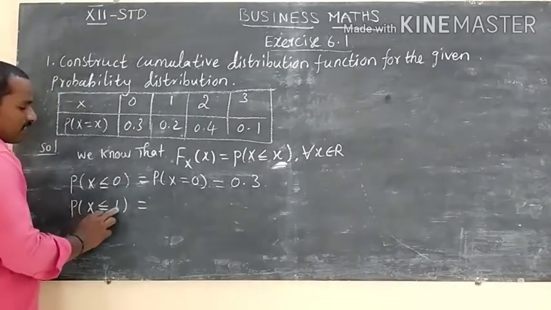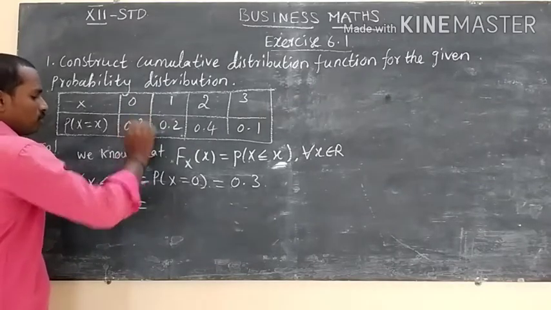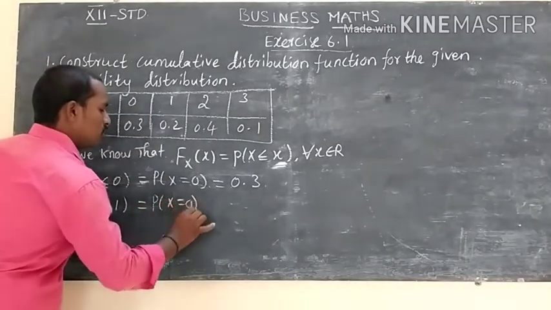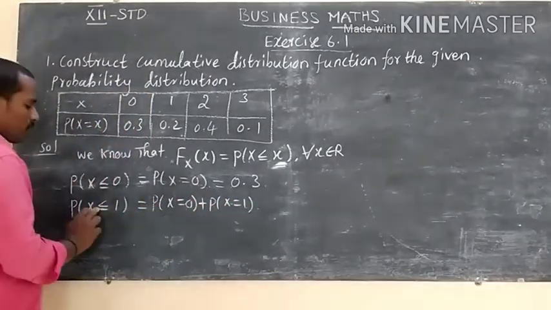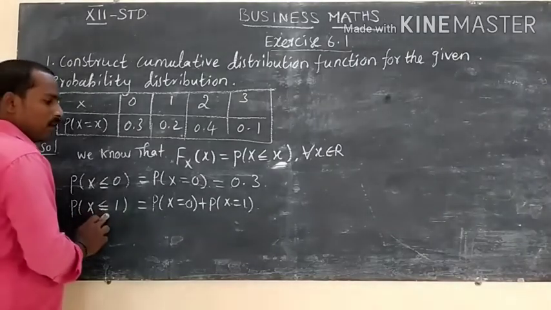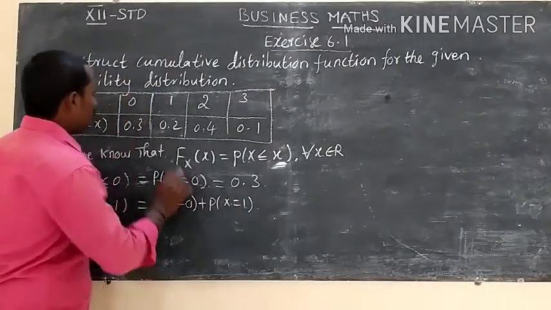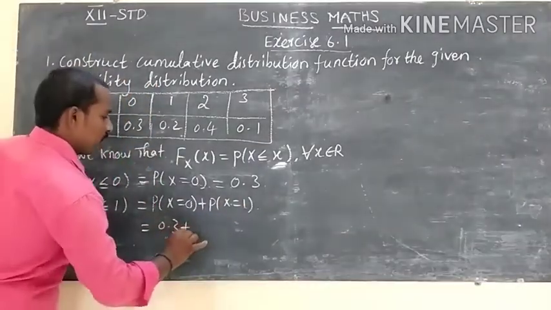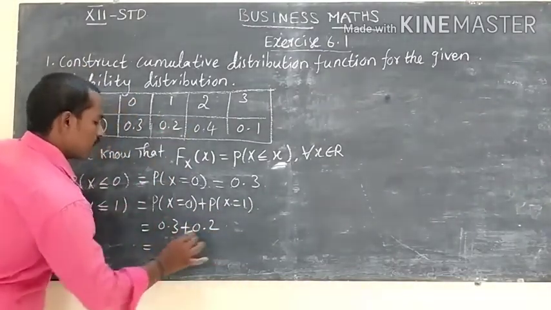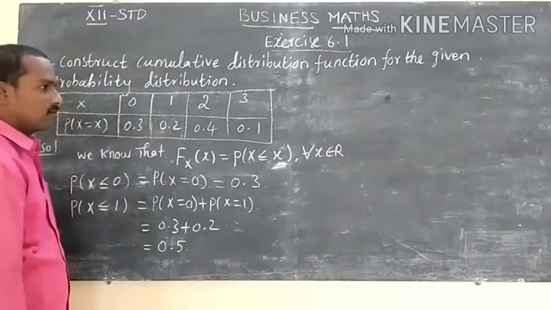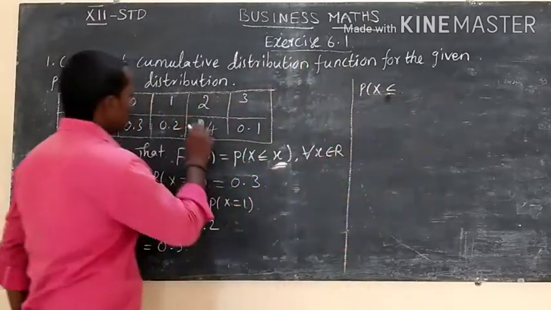So now P of X less than or equal to 1, that is 1 and below 1. The below 1 is 0 also. So P of X equal to 0 plus P of X equal to 1. This is the meaning of P of X less than or equal to 1: 1 and below 1 values. Which is equal to P of X equal to 0, value 0.3, plus P of X equal to 1, value 0.2, which is equal to the sum of the values, 0.5. Then P of X less than or equal to 2.